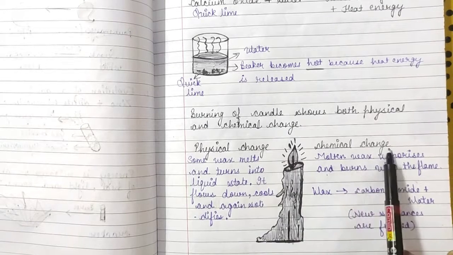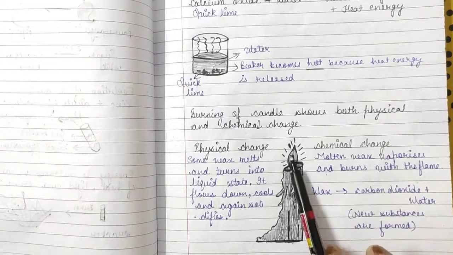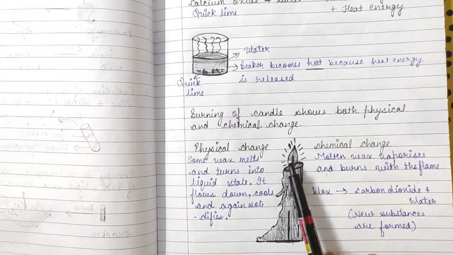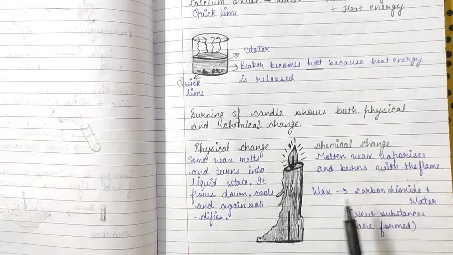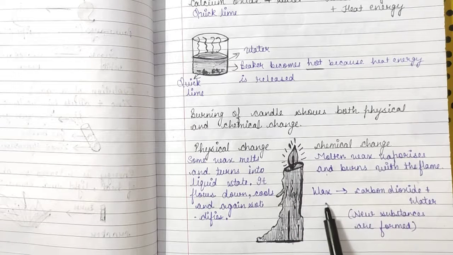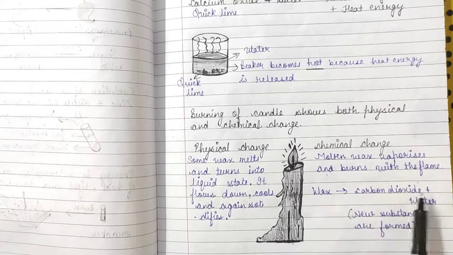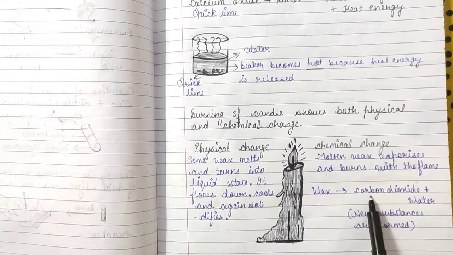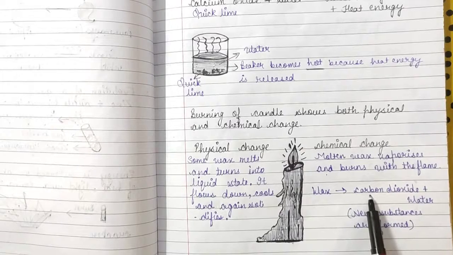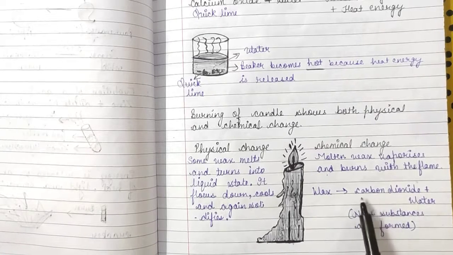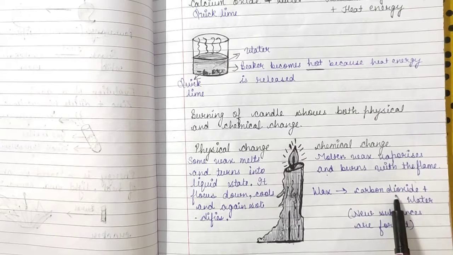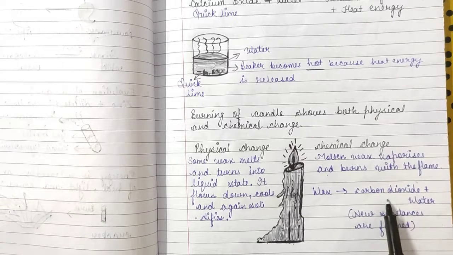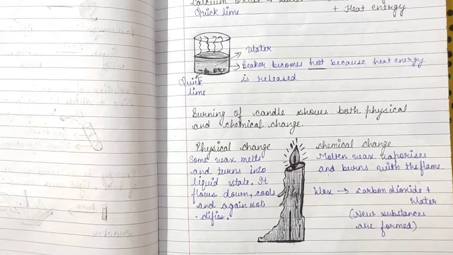And what is the chemical change? When the molten wax vaporizes and burns with the flame, that is showing the chemical change. On heating the wax, it will produce carbon dioxide plus water, that is, new substances are formed. Here in the chemical change, in the burning of a candle, the evolution of carbon dioxide gas is taking place, so it is a chemical change.